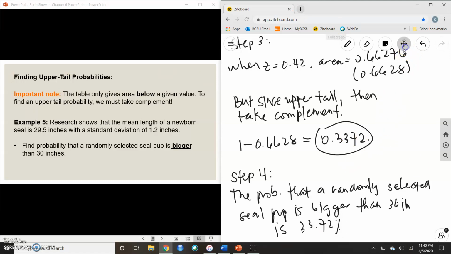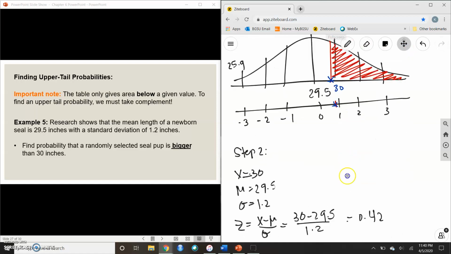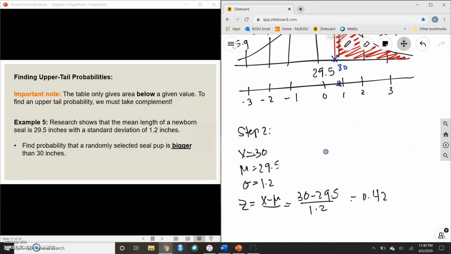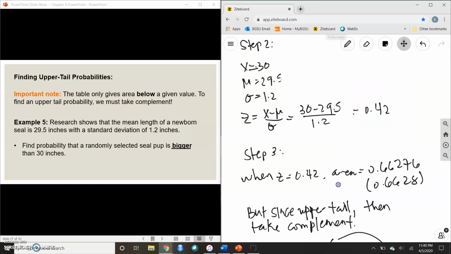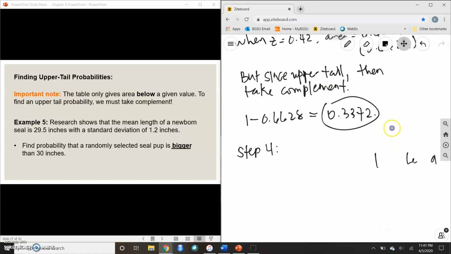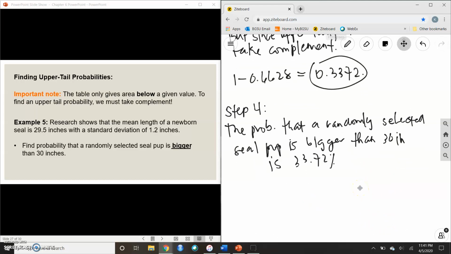So to very quickly recap what we did, here we're looking at an upper tail probability. We know that it's an upper tail probability if we're shading to the right. Step 2 is just finding the z-score like we normally do. But step 3 is where it gets a little trickier. We need to take the complement, and as I have mentioned several times, we need to take the complement because the table only gives us the probability below. So 0.6628 is only the area from 0.42 to the left. We need to take the complement in order to find the area to the right. And then step 4, making the conclusion as we have done before.